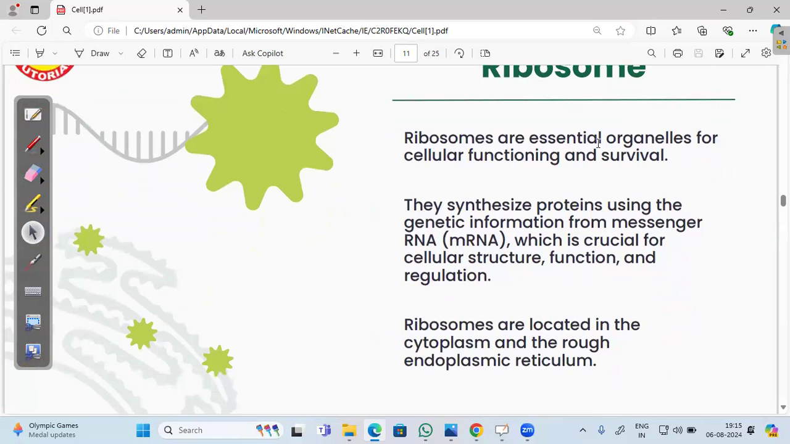So see, ribosomes are also known as protein factories, and they help in the synthesis of proteins. They are essential organelles for cellular functioning and survival. They synthesize proteins using the genetic information from messenger RNA. You have types of RNA: messenger RNA and transfer RNA. The messenger RNA is decoded by these ribosomes. So ribosomes are essential organelles for cellular functioning and survival.